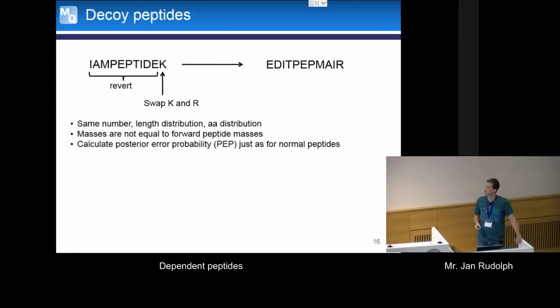Our decoy peptides also have to be generated now from our set of identified peptides, and we use a similar approach where we revert the peptide that was identified and swap the lysine with an arginine to keep the same mass. And then we will have the same number, length distribution, amino acids, and so on in our decoy database to keep it as similar as possible to our identified peptides. And we can use this, of course, then to calculate our FDR separately for our dependent peptides.